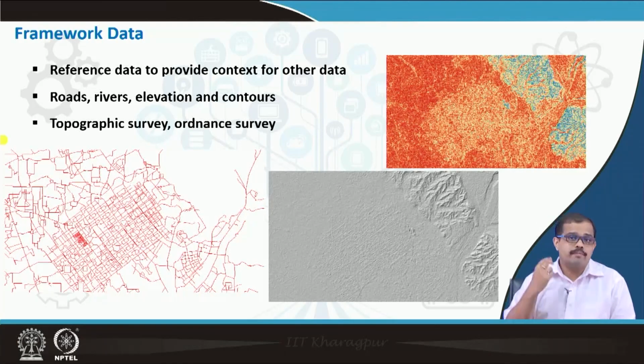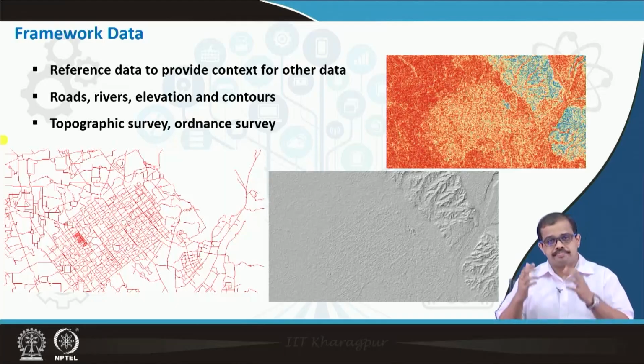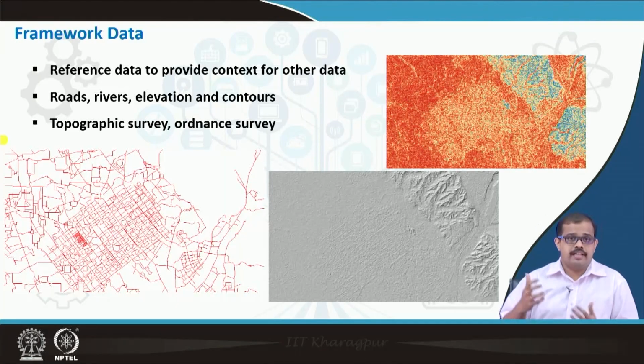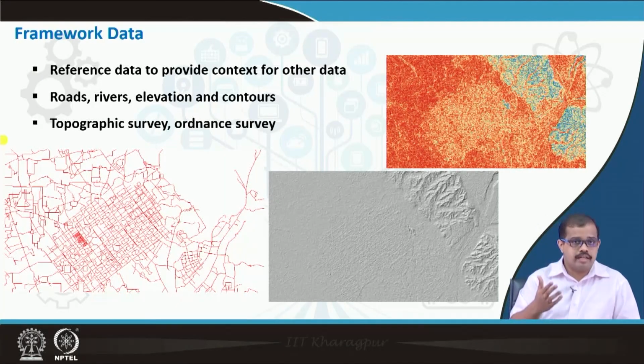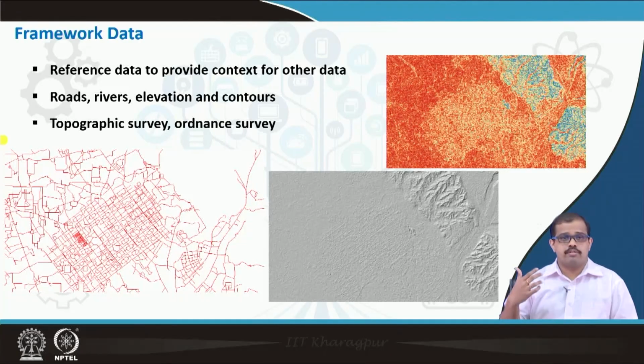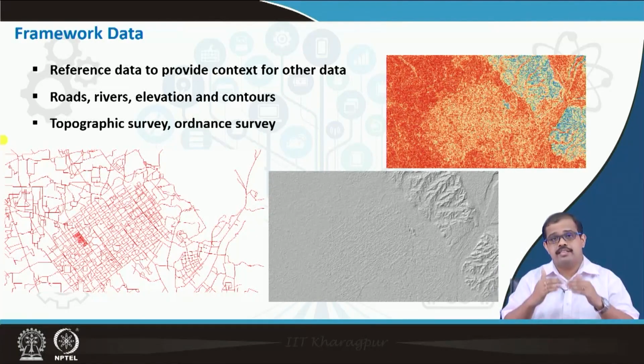So, that is why the framework data is extremely important in order to develop the entire data set. It can be through topographic surveys, it can be through ordnance surveys, it can be elevation data sets, it can be your contours, it can be rivers, it can be roads, any data that you know exact point is a reference data or a framework data, or maybe intersection of two roads can be a reference data.